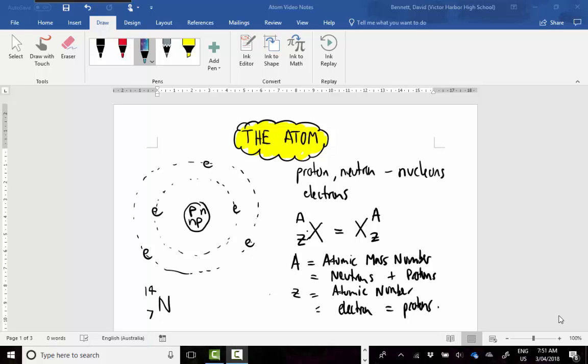Hi, in this video we're going to be looking at the atom, and it's going to be quite a quick video, so we're just going to quickly go through the key stuff.